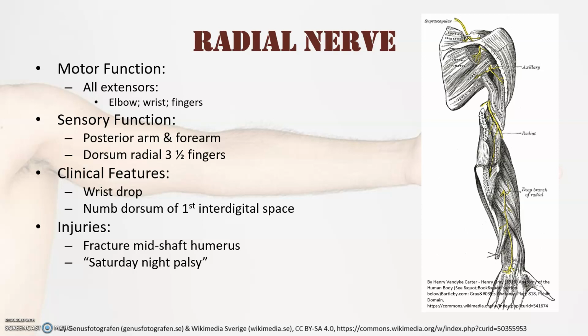So if we compress the nerve against the humerus, or if it's damaged in association with a humeral fracture, we can get injuries. So that would include a fracture of the midshaft of the humerus, or Saturday night palsy, where a drunk person is leaning on a chair sleeping and compressing the posterior aspect of the arm. There can be injuries to the deep branch of the radial nerve as it crosses over the neck of the radius if you have a severely displaced radial head fracture as well.